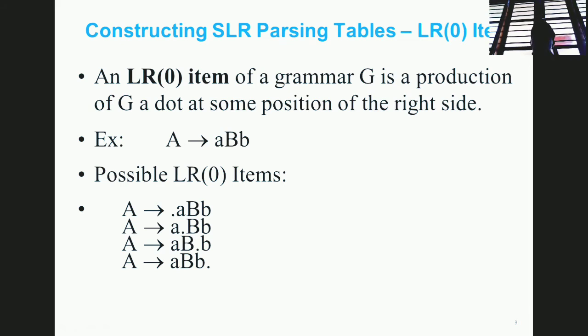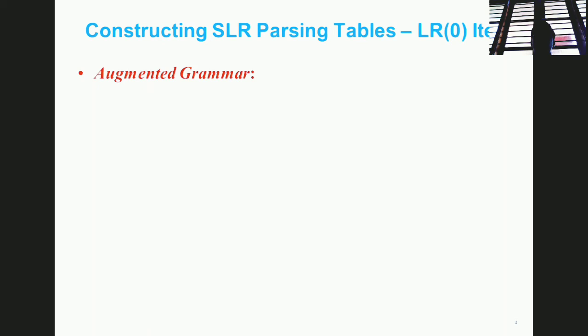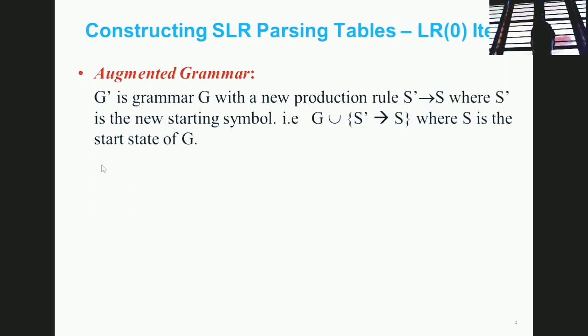So when you are constructing the parsing table, first of all, you are supposed to find these LR of zero items, and then construct the parsing table. In order to do this, we use an augmented grammar. What is an augmented grammar? G dash is a grammar G with a new production, S dash tends to S, where S dash is a new starting symbol. That is, we add to G a new production, S dash tends to S, where S is the start symbol of G. Now G dash becomes my augmented grammar.